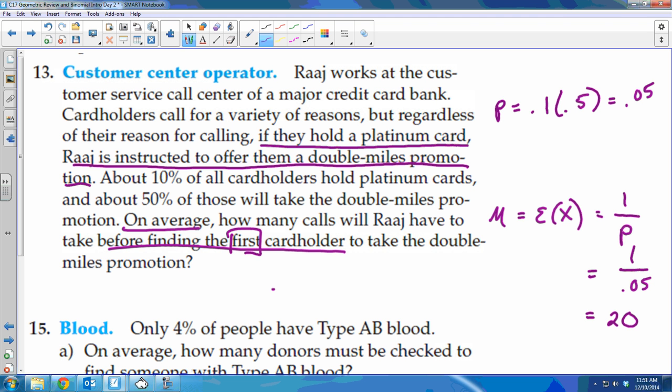So Raj would expect to take 20 calls before the first person accepted this offer. That's what that 20 means. I don't take the time to write these things out in context when I'm teaching, but I normally try to say them out loud. So that 20, if you're interpreting it, means you have to expect to take 20 calls before the first person takes the promotion.